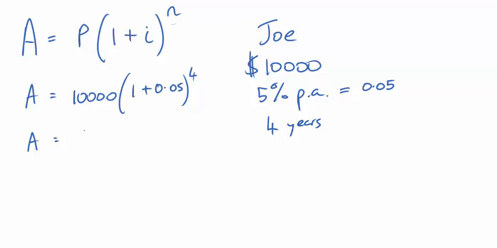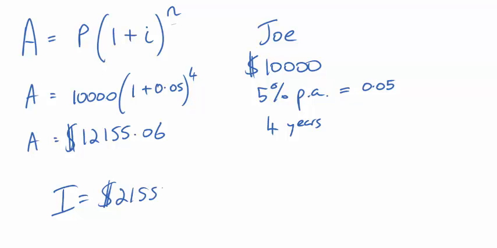And that amount is $12,155.06. So this is what would be found at the end of the 4 years. The interest then is the difference between the two. So interest, or how much did Joe earn on this term deposit, was how much extra does he have. So he started with 10,000, he ended with 12,155. So the extra amount that he has is the 2,155 and 6 cents.